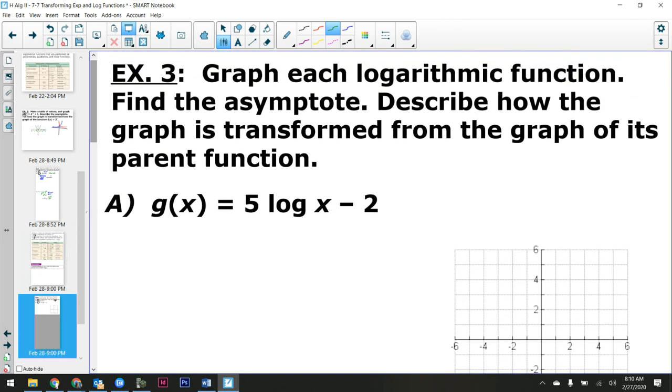So, graph each logarithm function, find the asymptote, describe how the graph is transformed from the graph of its parent.